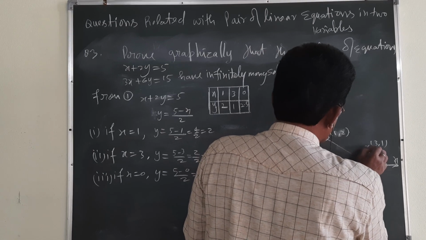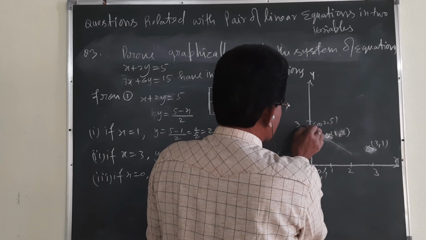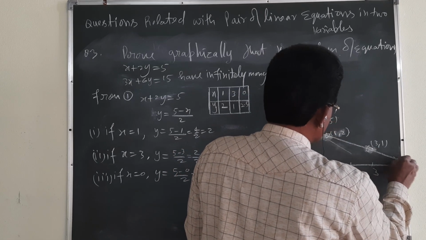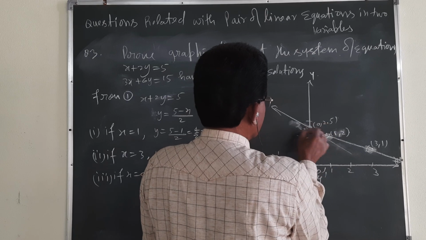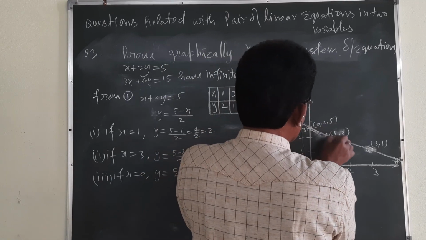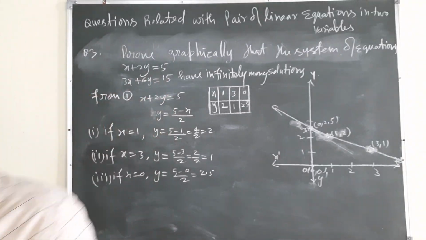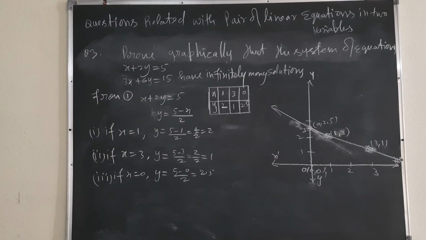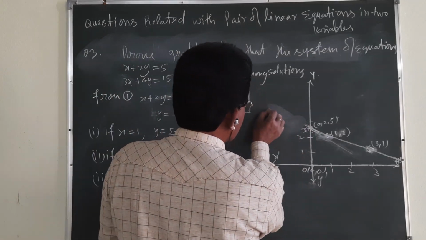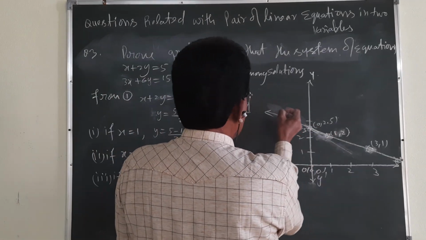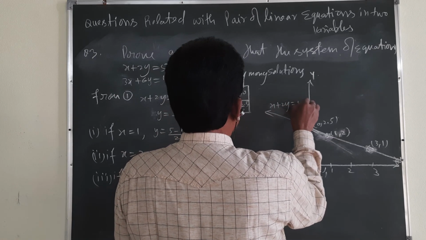You will have to see, join all the points and produce it in both the directions. You will see all the points will lie on a straight line. This is the line. You can draw the straight line. This will be the graph of this line, and this is the line x plus 2y is equal to 5.